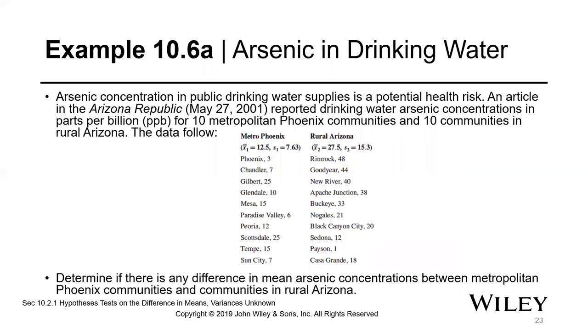But it's been worse. In 2001, we had high concentrations of arsenic. In Metro Phoenix, Gilbert had 25 parts per billion. Glendale had 10, Mesa 15. Scottsdale was really bad at 25. But these were relatively good, because if you go out to rural areas, Rim Rock had 48 parts per billion. Goodyear had 44. New River had 40. Apache Junction had 38. It was really, really bad. So, would you rather live in rural or urban Arizona, for water quality alone, not anything else? By the way, there's reasons for this, and I'll tell you after the problem.